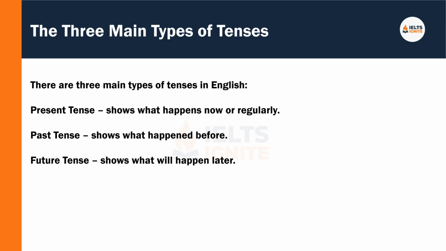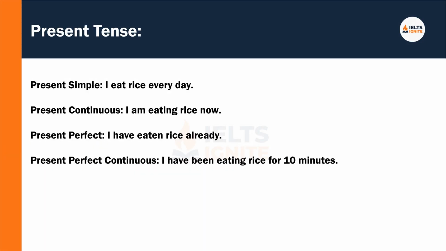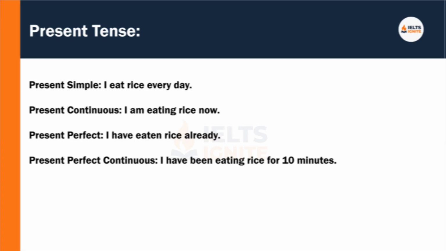Let's see them. 1. Present tense. Present simple. I eat rice every day. Present continuous. I am eating rice now. Present perfect. I have eaten rice already. Present perfect continuous. I have been eating rice for 10 minutes.